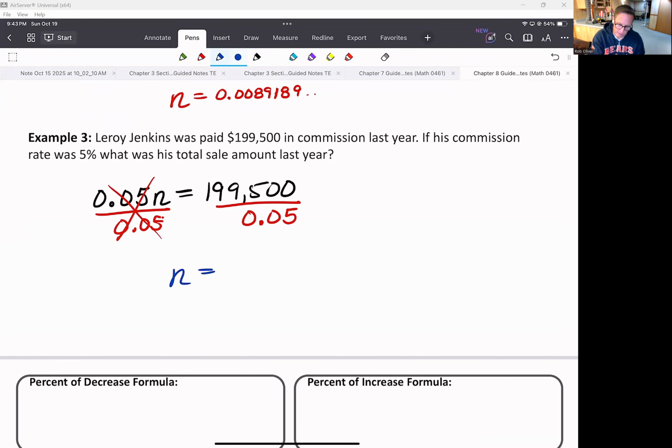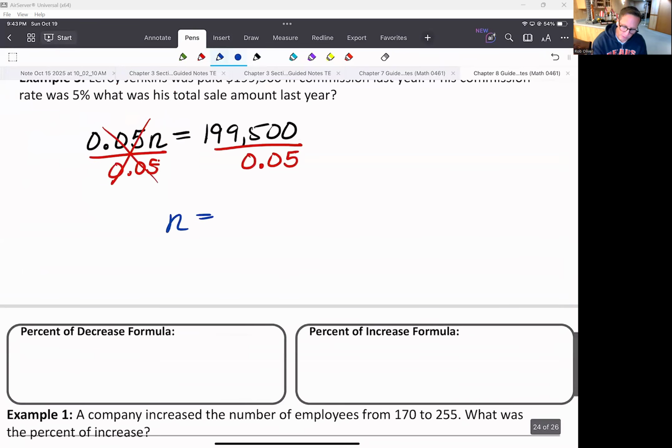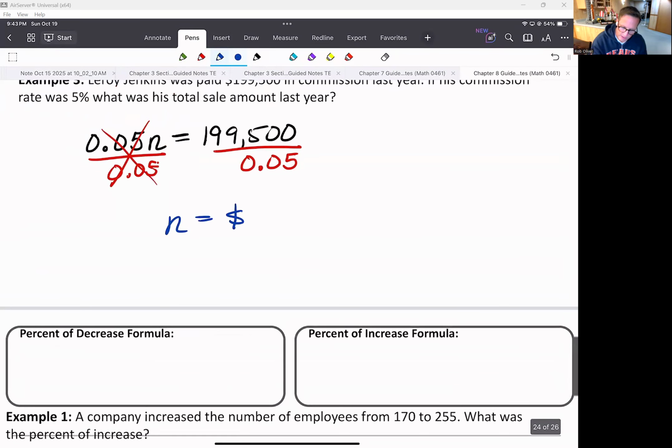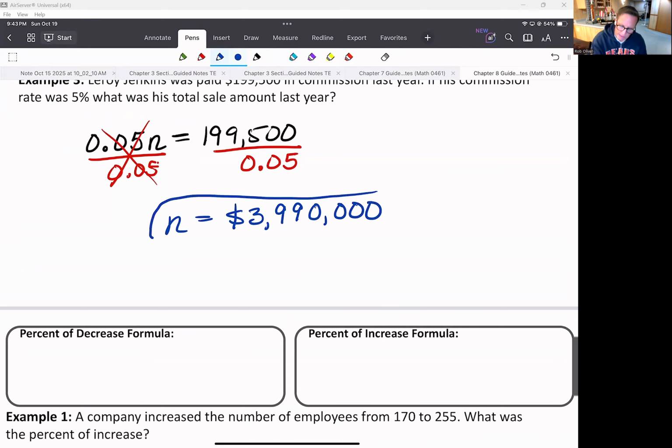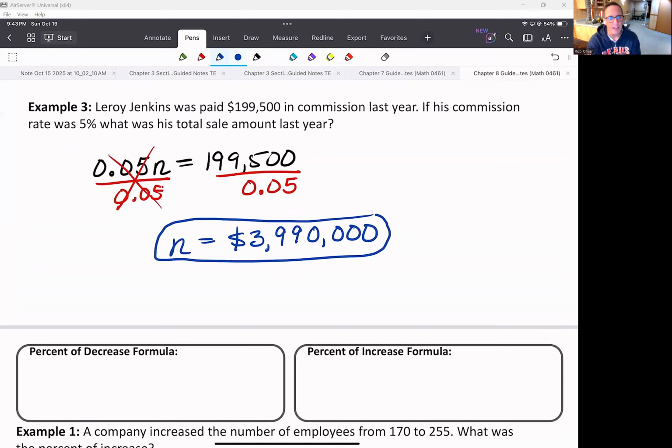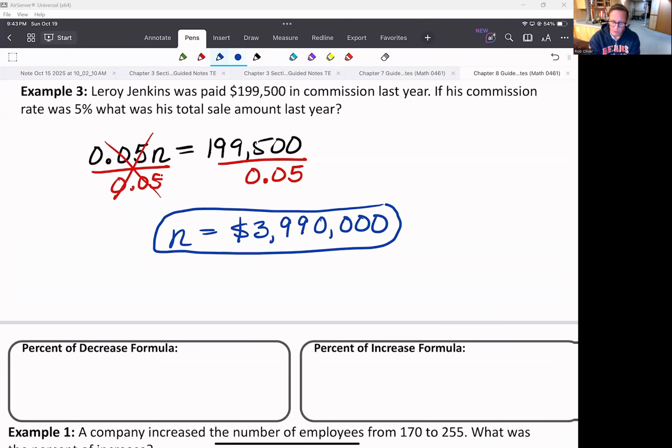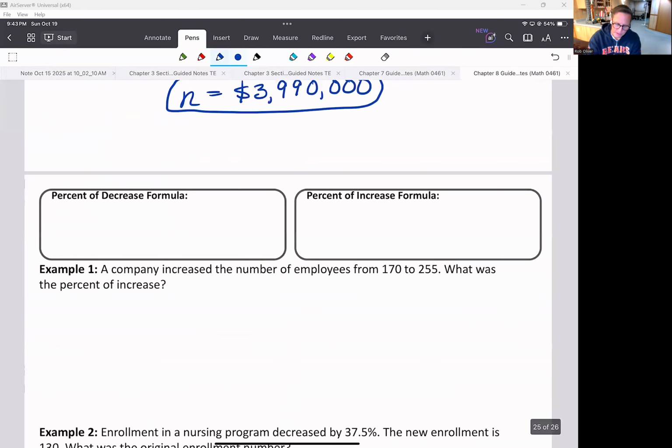So 199,500 divided by 0.05. Yeah, this, like I suspected, Leroy Jenkins of internet meme fame, $3,990,000 in sales. So Leroy is selling some pretty expensive things. Yeah, it's probably something hospital related. That's always expensive. Yeah, MRIs or something like that. Who knows? Those are pretty expensive machines.